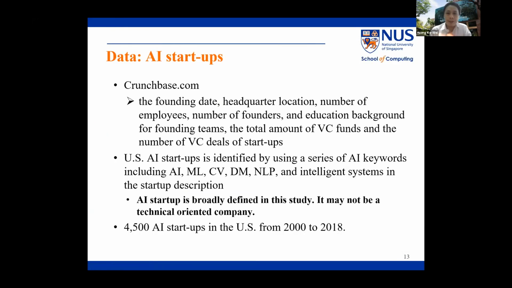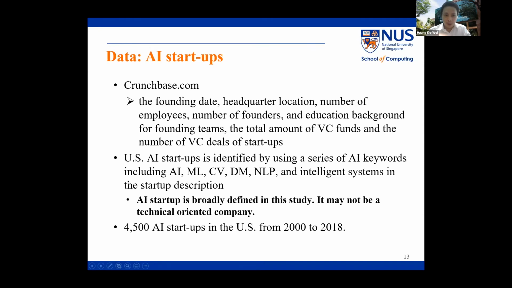So for the data about AI startups, we collect from crunchbase.com, which is more commonly used in recent years in this kind of research about entrepreneurship. So we can know the startup information about their founding day, headquarter location, which is very important for us because we study the location and spillover effect, number of employees, founders, the education background of the founder, and our dependent variable, the total amount of VC fund and the number of VC deals of each startup.